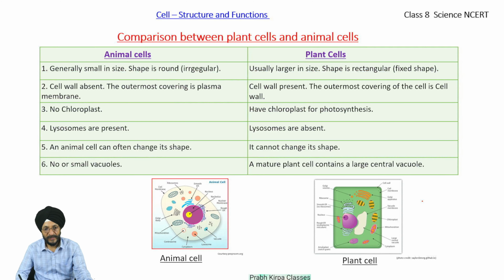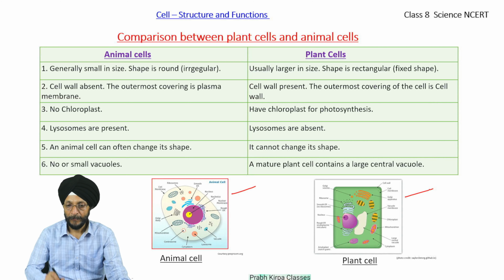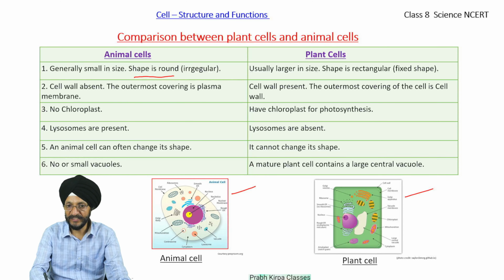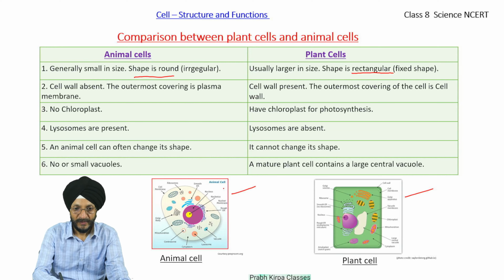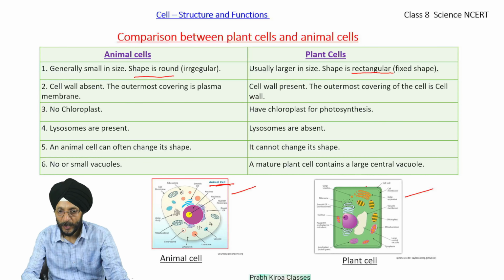Now, we will understand the difference between plant cells and animal cells. This is the picture of animal cell. This is the plant cell. Animal cells are generally small in size and their shape is round or irregular. Plant cells are generally larger in size and shape is rectangular. In the case of animal cells, cell wall is not there. Outer covering is known as plasma membrane. Whereas in the case of plant cells, outer covering is known as cell wall.